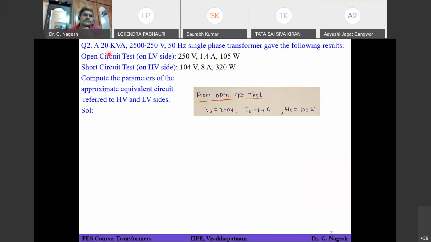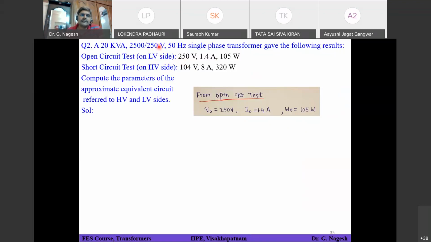So question 2 is a 20 kVA, 2500 by 250 volts, 50 hertz single phase transformer that gave the following test results. So they have conducted an open circuit test and a short circuit test. We already know the open circuit test: all the instruments will be placed on the LV side. If you remember, the high voltage side is open circuit. So the instruments are placed on the LV side. So they have conducted the test.